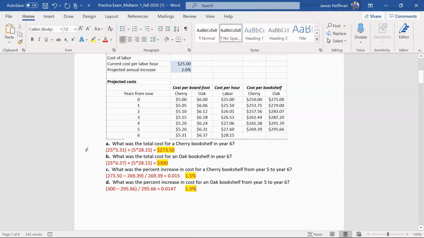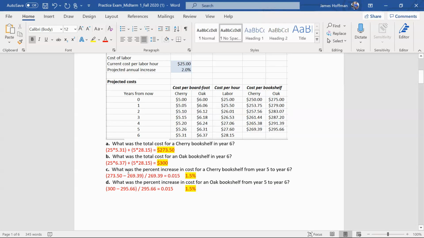So they're both about 1.5%. I'll just keep it simple. For part C and part D, you're calculating the percent increase. In parts A and B, you got the total cost for a cherry bookshelf in year 6, which was $273.50, and the total cost for an oak bookshelf in year 6, which is $300. So those go there. You're calculating these missing values.